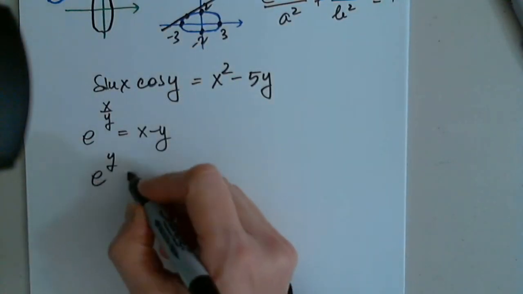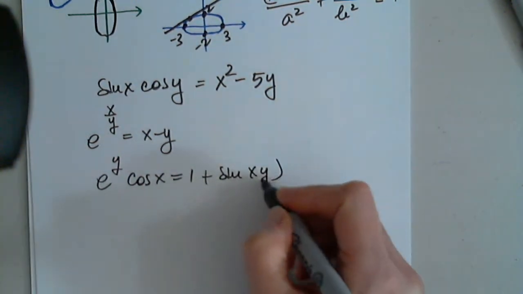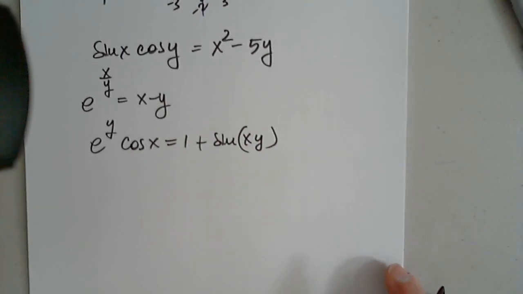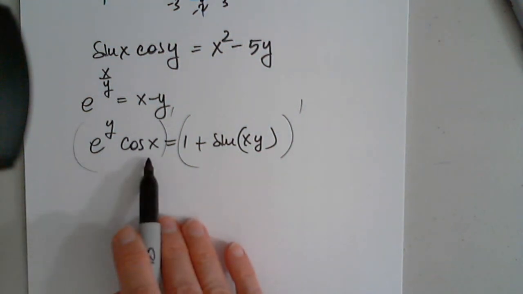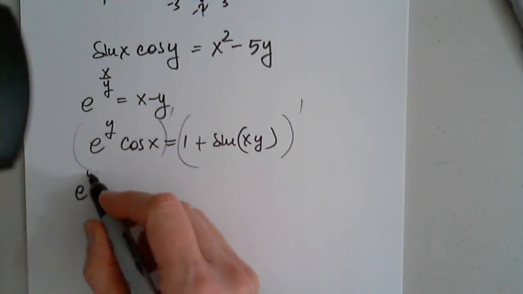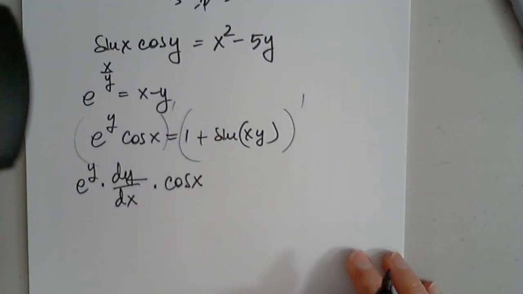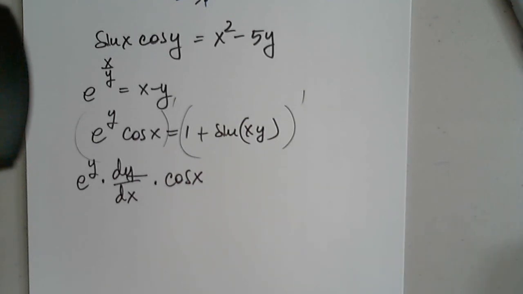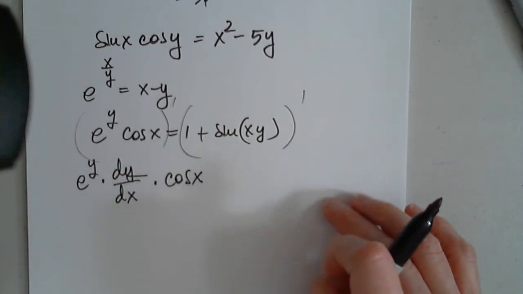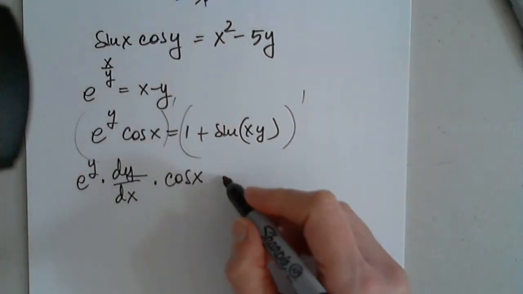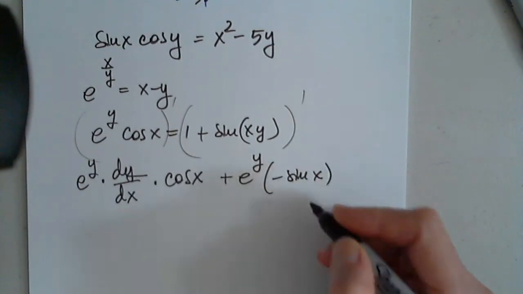What about this one? e to y cosine x equals 1 plus sine xy. Is this a good one? Yep. Good. So we differentiate both sides. The left-hand side is a product. So e to y prime is e to y times dy over dx, multiplied by cosine x. Is this okay, everyone? Can you see now? Is this clear now? Yes. Okay. So then plus e to y, and now I differentiate cosine x, which is negative sine x.